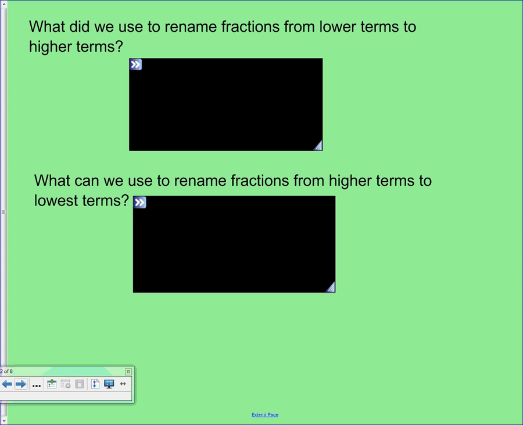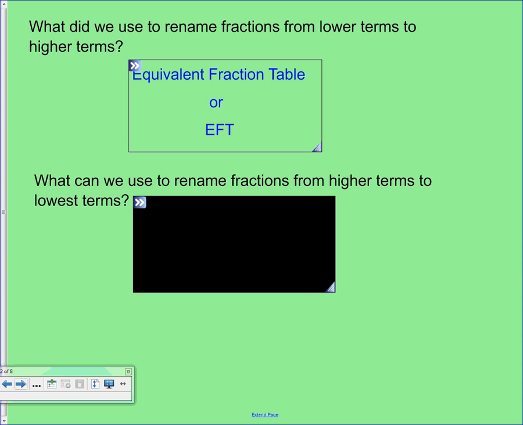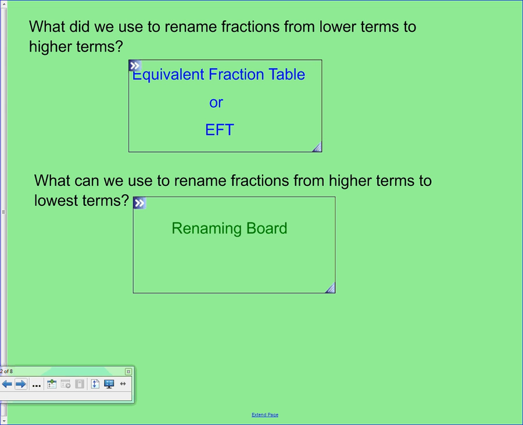How do you rename a fraction when going from lower terms to higher terms? You use an equivalent fraction table, or EFT. And so what do you think we're going to do in order to take a fraction from its highest terms to its lowest terms? Well, we're going to use what's called a renaming board. Let's take a look at that.